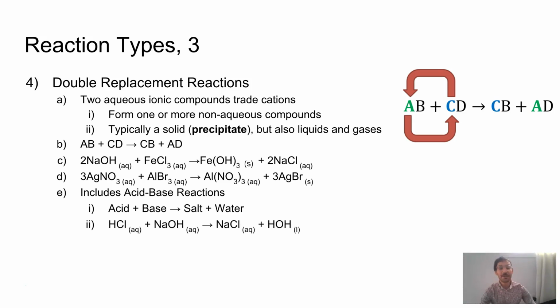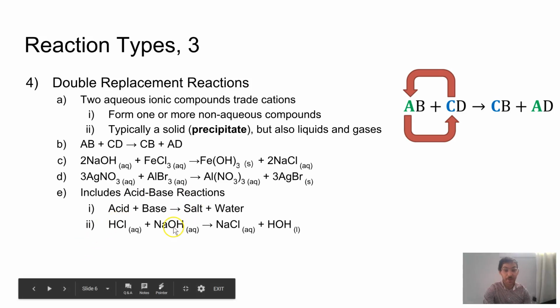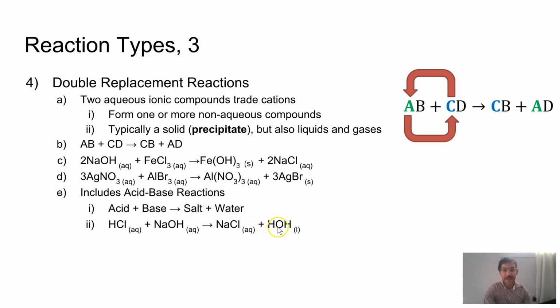And so an example would be if you took some hydrochloric acid and mixed it with sodium hydroxide, the H is going to swap over to this OH, and the Na is going to swap over to the Cl. So we've got NaCl and HOH. Well, you know what? HOH is the exact same thing as water. So we're always going to form a salt from our cation and anion that are part of the acid and base, and water.